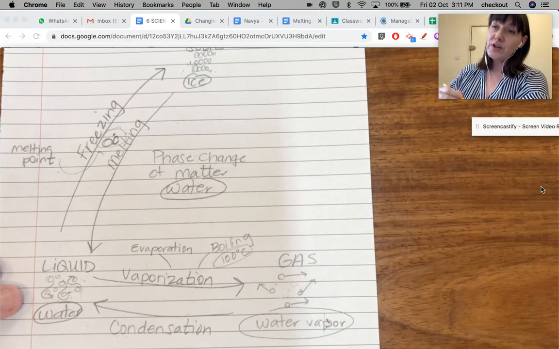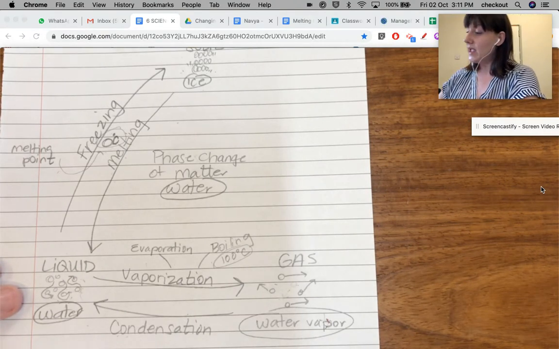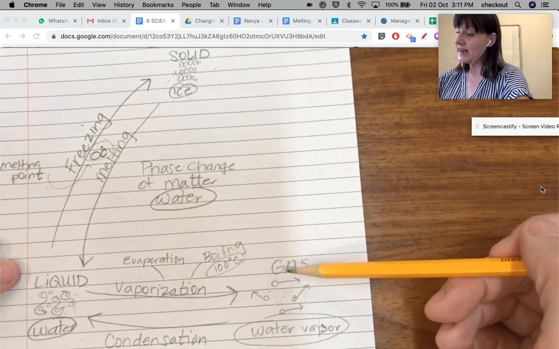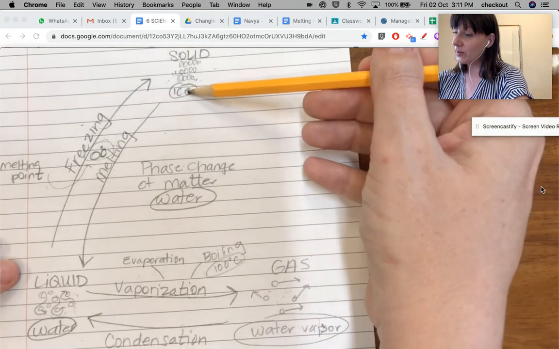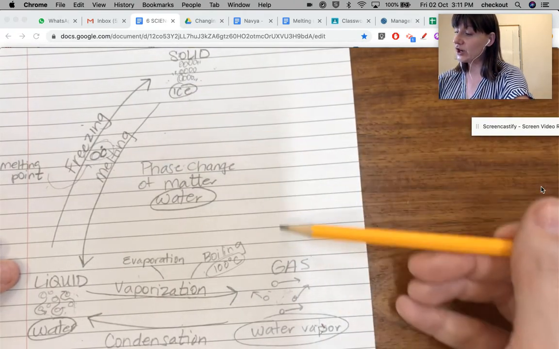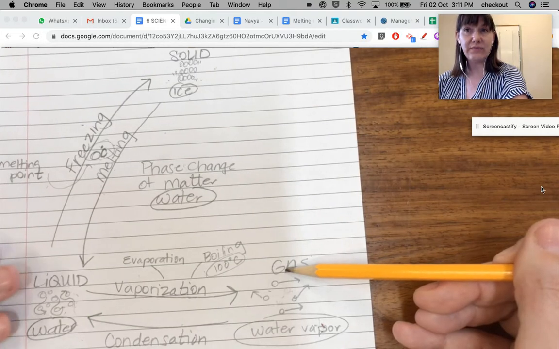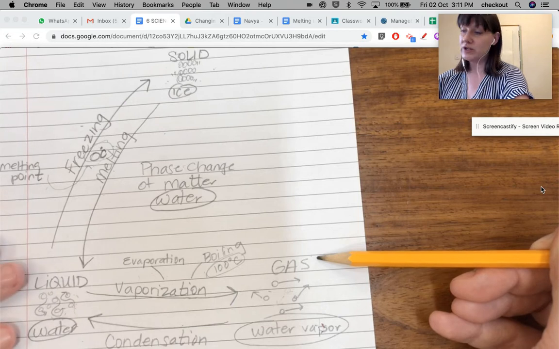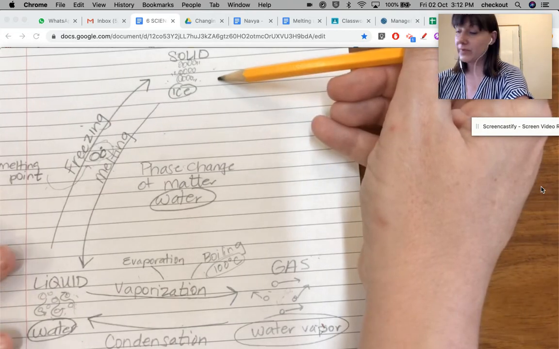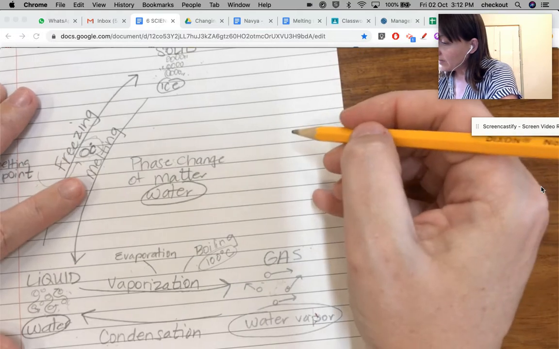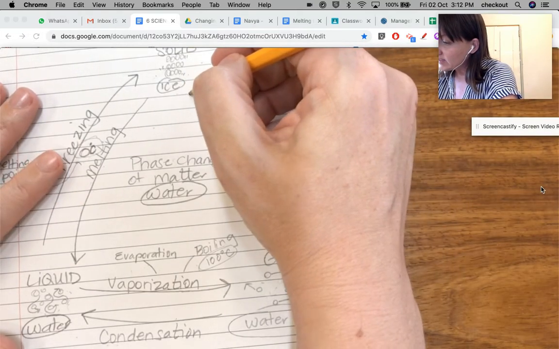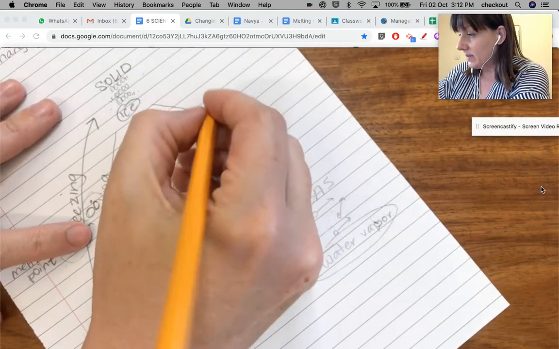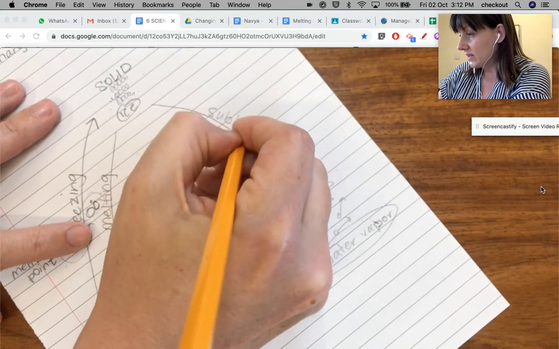Now, there are two phase changes that are a little bit more unusual. And so that is the phase change between gas and a solid. It means that it's gained thermal energy so quickly that the solid turns directly into a gas, skipping that liquid phase. It also means that a gas can lose thermal energy so quickly that it goes straight to a solid. All right. So let's see here. If I go from a solid to a gas, that's going to be called sublimation.